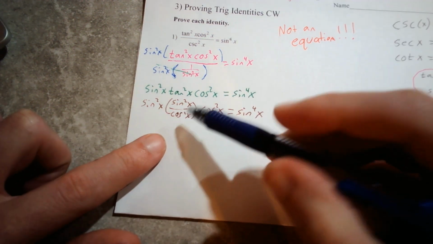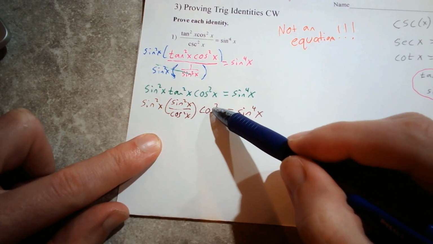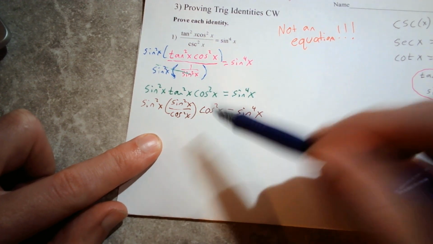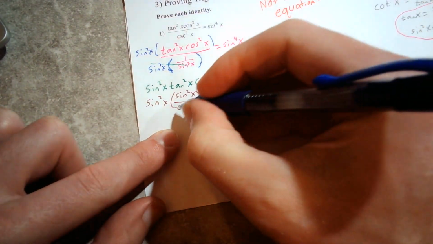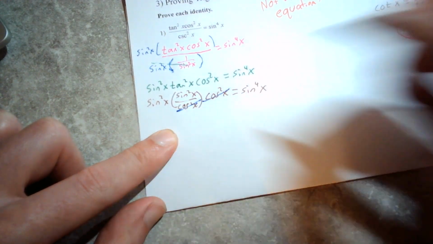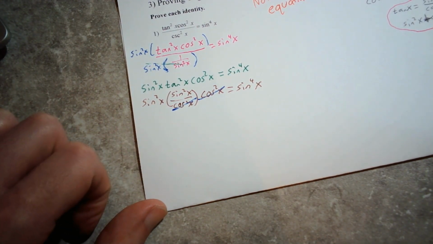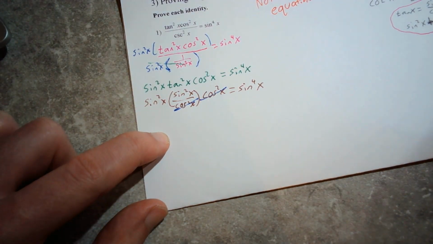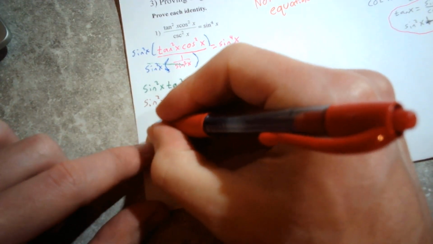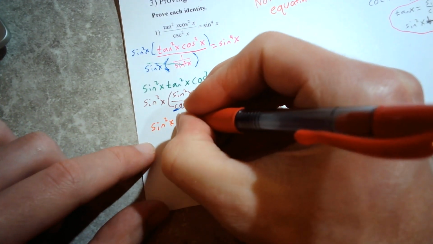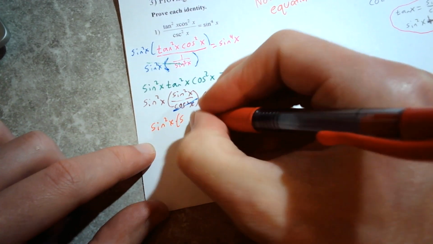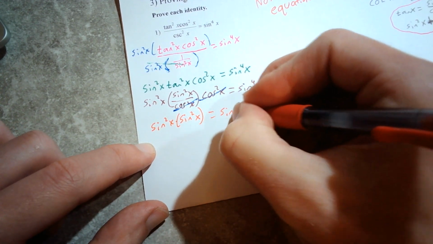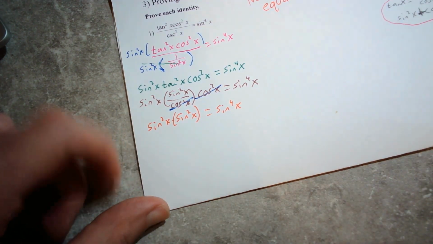Well, I have a cosine squared x in the bottom, and I have a cosine squared x here. Multiplying a denominator by itself just cancels out. So those two cancel each other out. The blue pen's really not working. And I'm left with sine squared x times sine squared x equals sine to the fourth x.